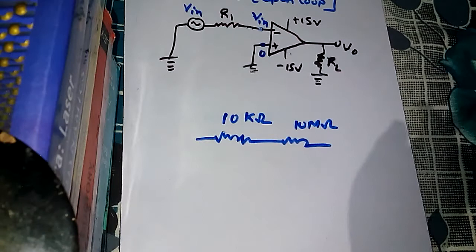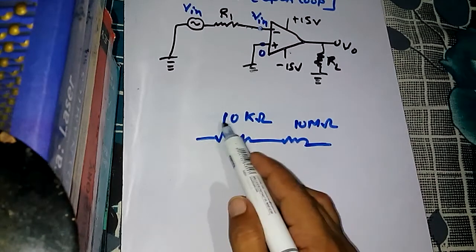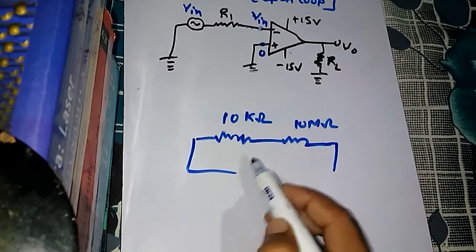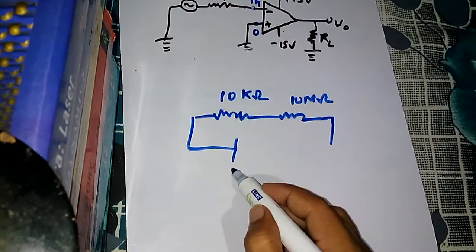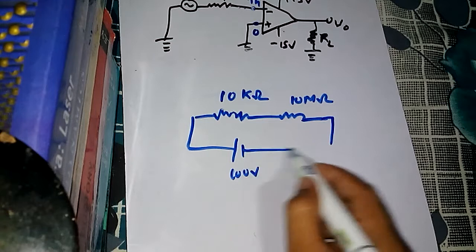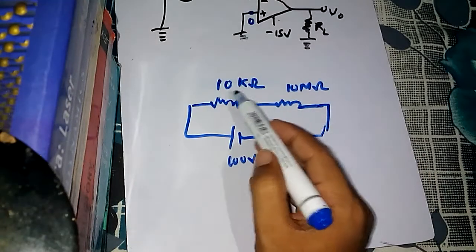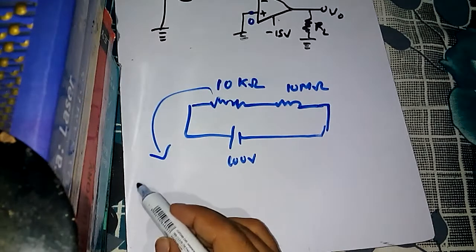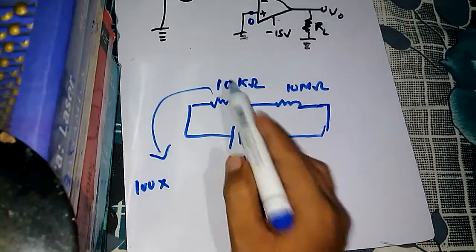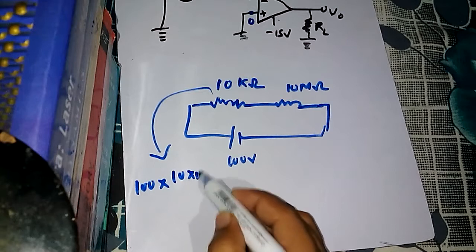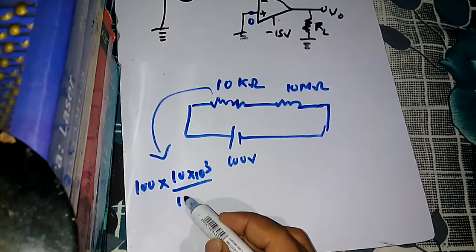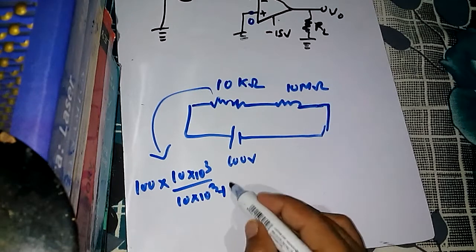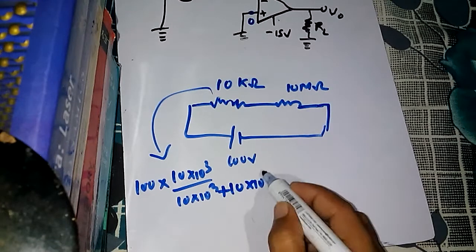Okay, it is 10 mega ohm and it is 10 kilo ohm. Suppose we have a voltage of 100 volt. Now what is the voltage drop across this resistance? Using the voltage divider formula, we get 100 into 10 into 10 to the power 3 by 10 into 10 to the power 3 plus 10 into 10 to the power 6, isn't it?